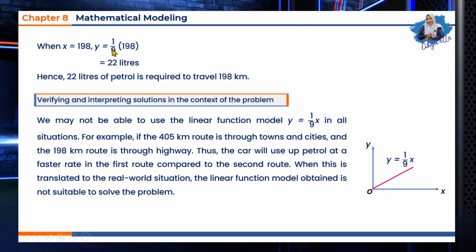Okay, so y equals 1 over 9 times 198, the distance. So the petrol consumption for 198 kilometers is 22 liters. Hence, 22 liters of petrol is required to travel 198 kilometers.